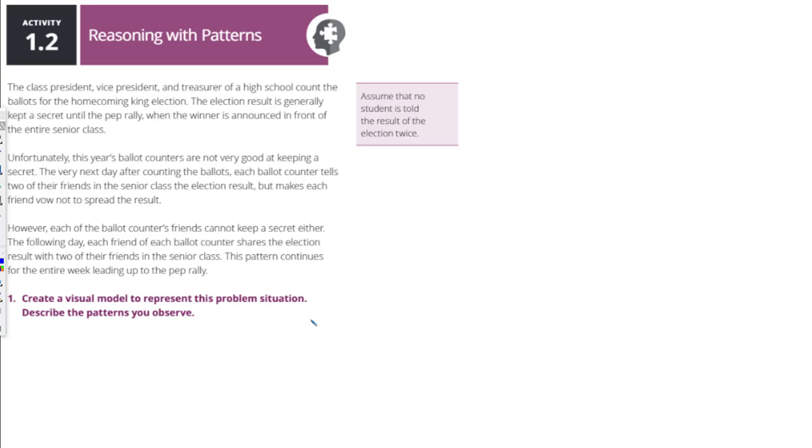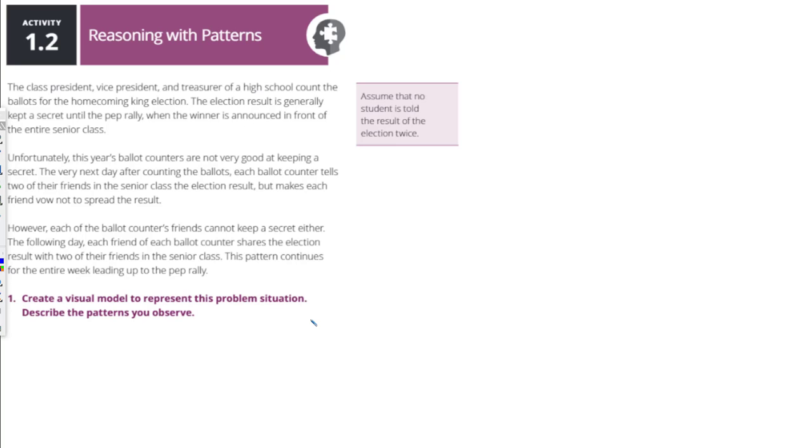So let's look at this next one. We're reasoning with the patterns. The class president, vice president, and treasurer of a high school count the ballots of the homecoming king elections. The results are generally kept secret until the pep rally when the winner is announced in front of the entire class. Unfortunately, this year's ballot counters are not very good at keeping a secret.